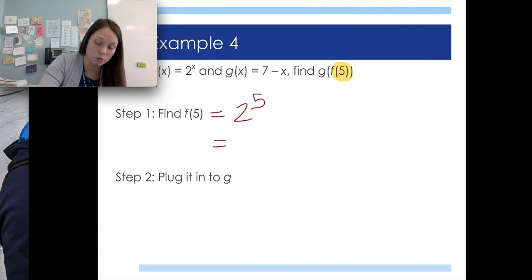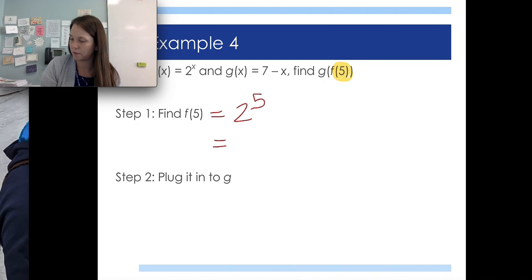Oops, I'm sorry. Yeah, f of 5. Okay, so 2 to the power of 5. Sorry, I was looking at my notes and I have it written differently in my notes, which is fine.